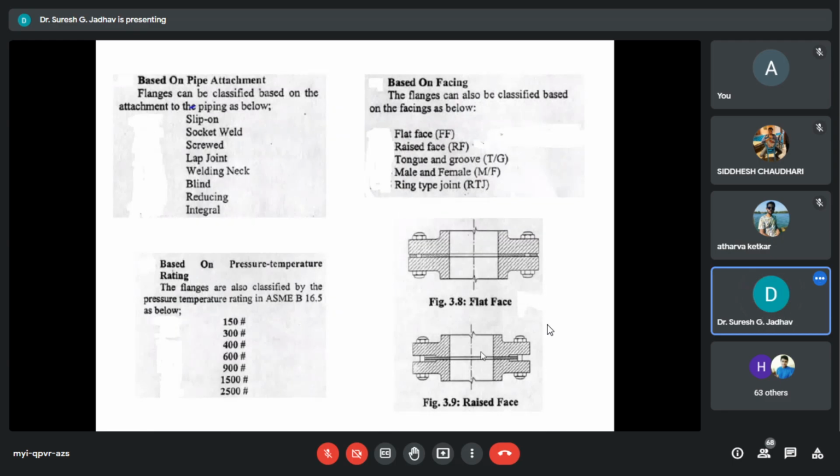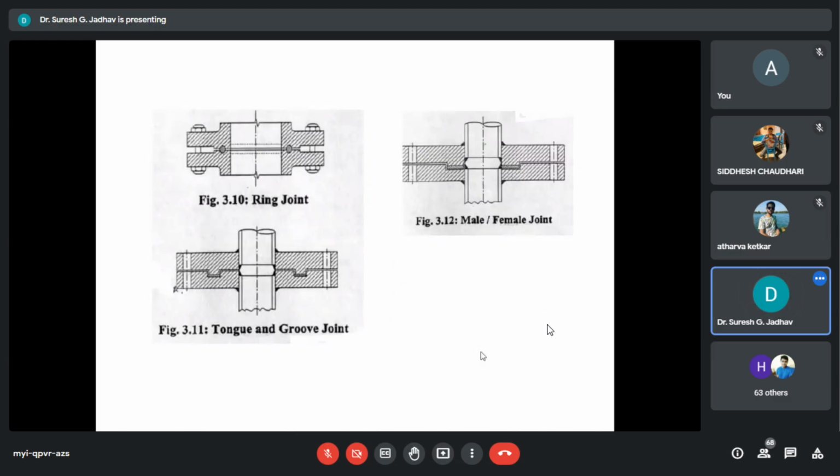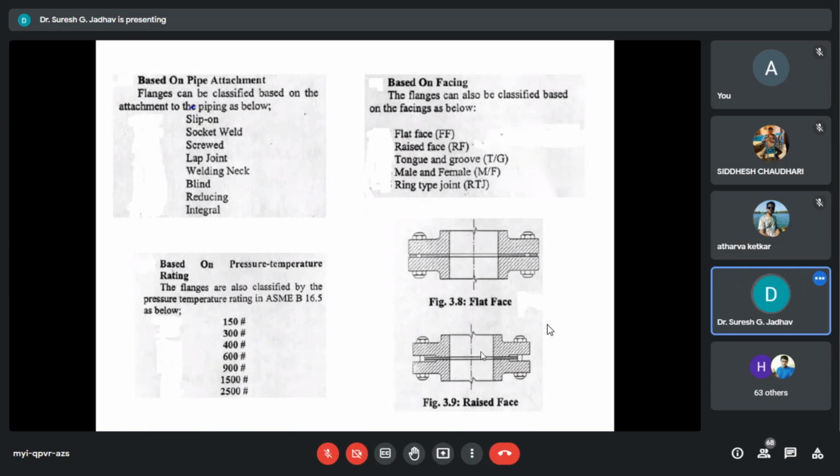And for class ratings and based on facings, there is flat face, raised face, tongue and groove, male and female facings, and ring type joint facing, that is called RTJ. Here, tongue and groove joint, ring joints, male and female joints, and their pressure temperature ratings.